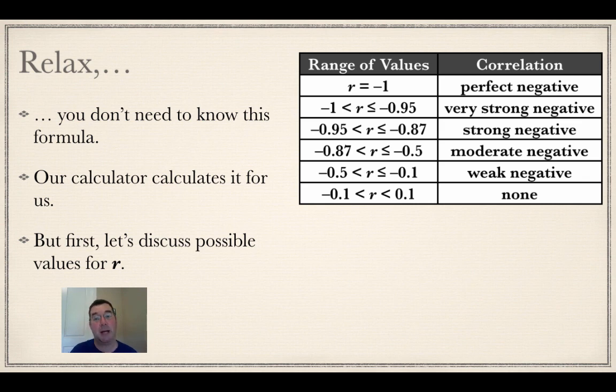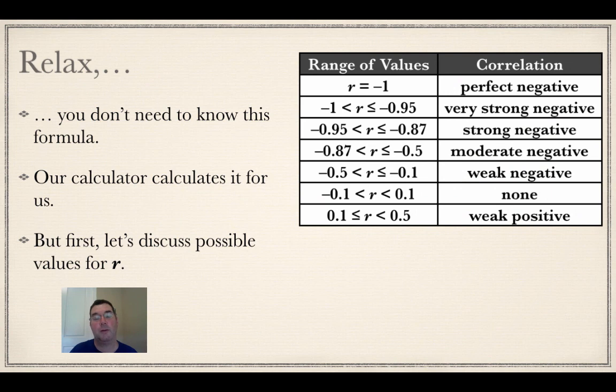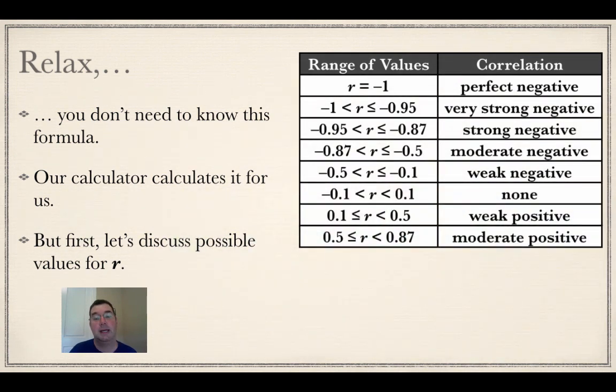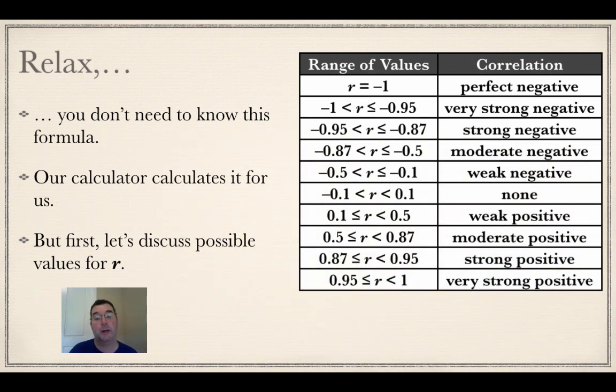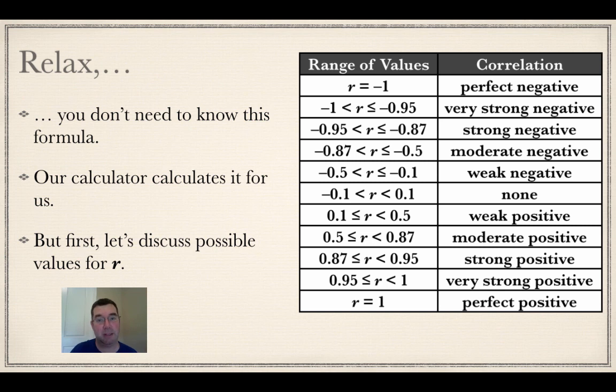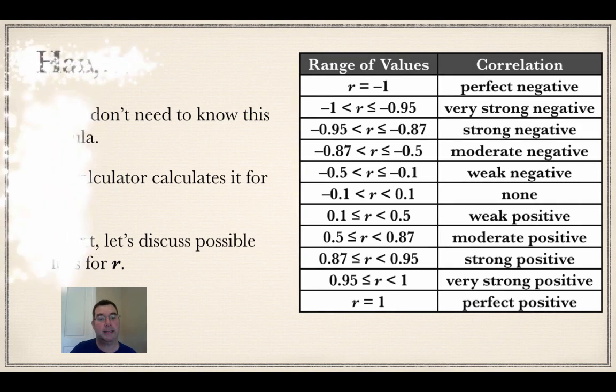And then once we get into the positives, we use the same adjectives, except we use positive instead of negative because now my R values are positive. So if it's between 0.1 and 0.5, it's a weak positive correlation. If it's between 0.5 and 0.87, it's a moderate positive correlation. If it's between 0.87 and 0.95, a strong positive correlation. Between 0.95 and not quite 1, it's a very strong positive correlation. And lastly, if it equals 1, it's a perfect positive correlation, meaning that the dots line up perfectly on a line that has positive slope. So those are all the values that R can take on.